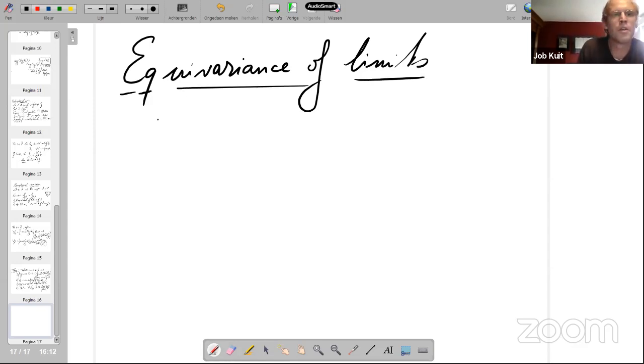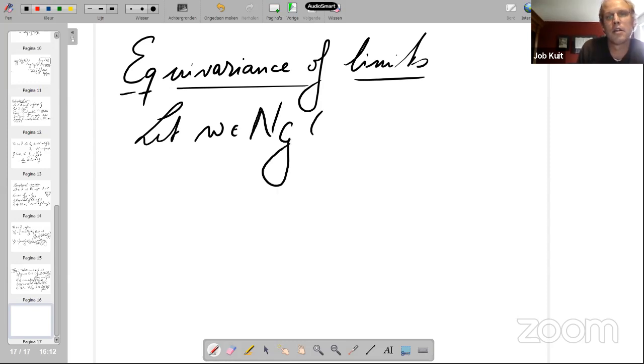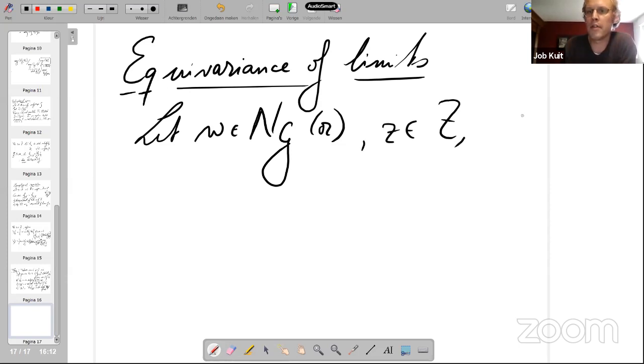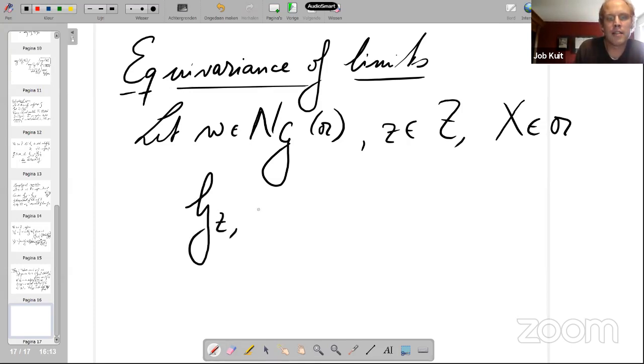This is as follows. If we have an element W in the normalizer of A, and we have a point set Z, and we have a direction X in A, then I can take the limit of the stabilizer subalgebra of the point set and let W act on it. So I look at this beast.